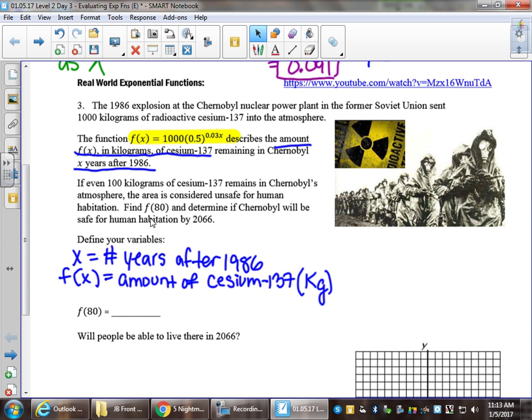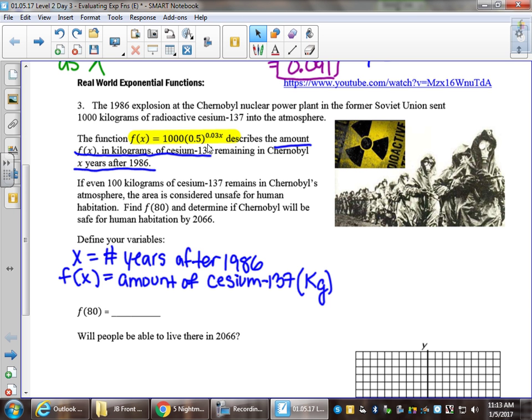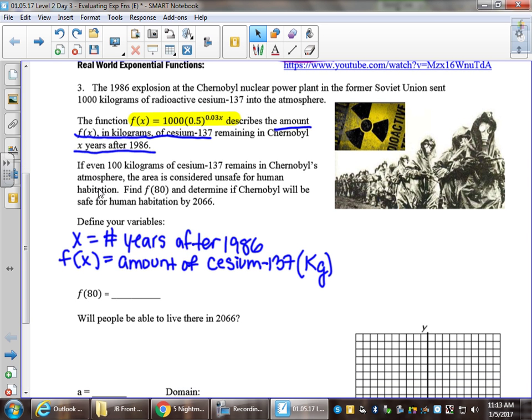Let's figure it out. We have this model. That function is the actual exponential model that models cesium-137. All radioactive elements are modeled by exponential functions. So let's look at this one. Yes, that is the real equation that science uses for this situation. Now, we defined X to be the number of years after 1986.